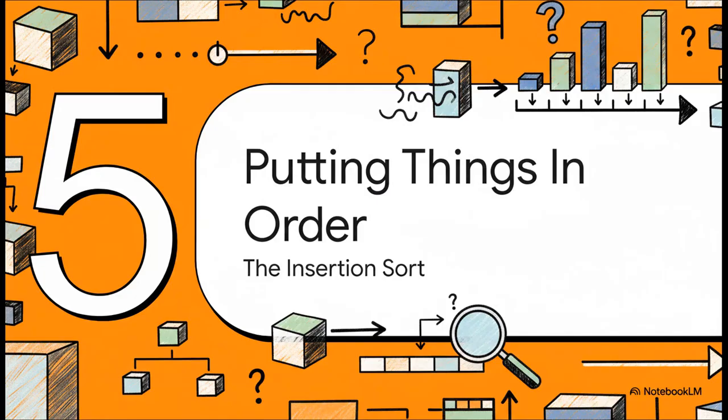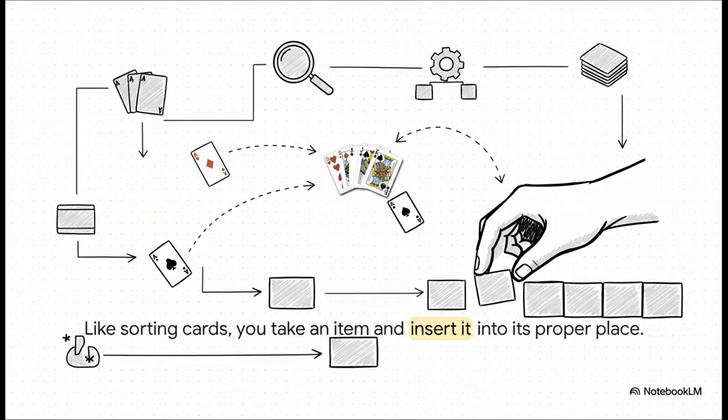So that brings up the next obvious question, doesn't it? If this super fast binary search needs our data to be sorted, well, how do we get it sorted in the first place? You know, a really good way to think about this is sorting a hand of playing cards. Imagine you're being dealt cards one by one. What do you do? You take the new card and you slide it into its proper place among the cards you're already holding, right? You keep a sorted section in your hand.